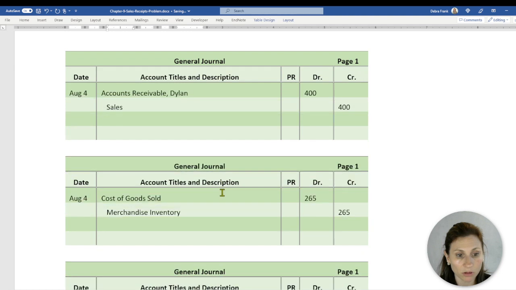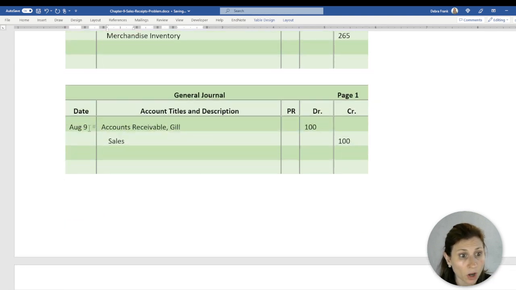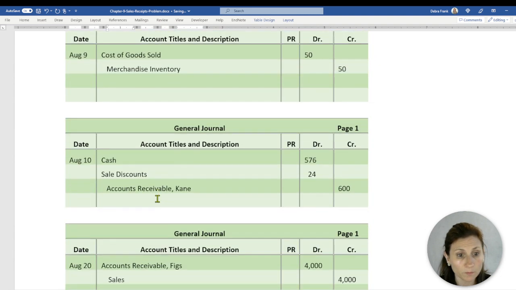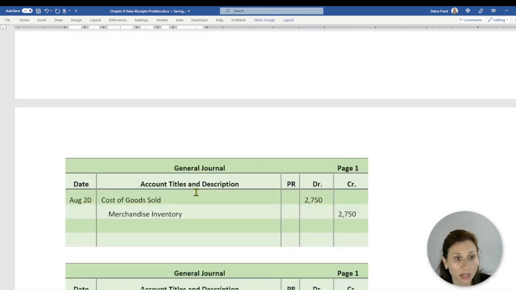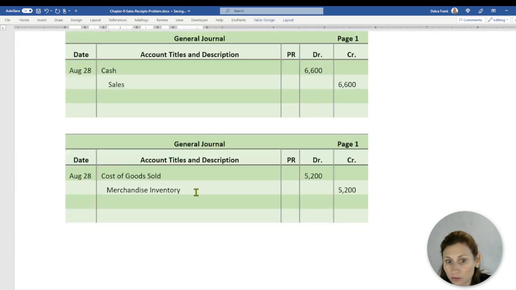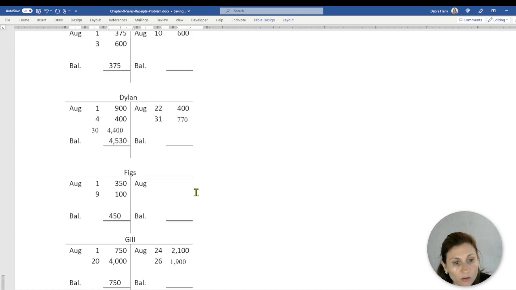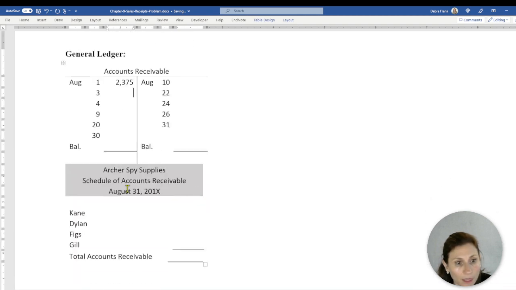Keep going, keep going. August 9th, debit again for 100. Keep going. Oh, credit on August 10th for 600. So I'm going to keep recording those all on my T accounts as I keep going. So let's go ahead and fill out that T account real quick for you. And then we'll finish our schedule of accounts receivable.